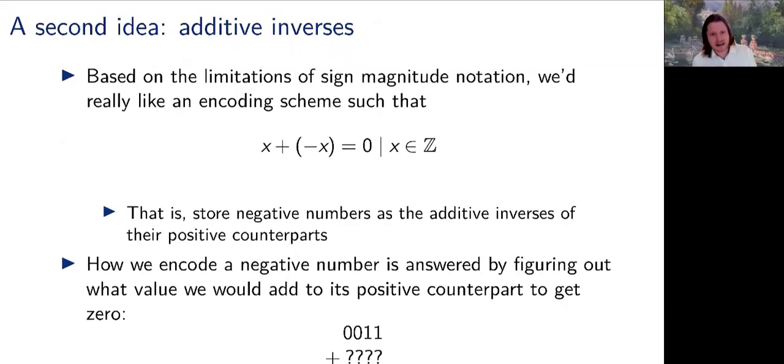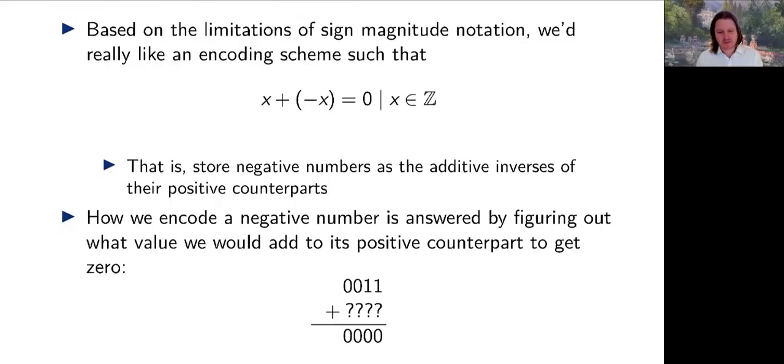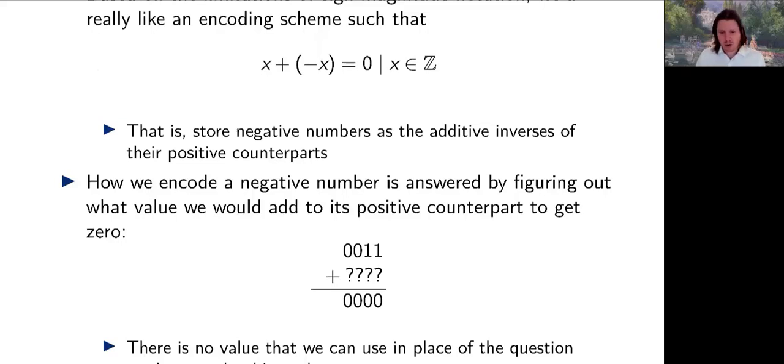So here's a second idea, and it goes off of this idea of additive inverse. Based on the limitations of sign magnitude notation, what I think we really would like to have for integral values is an encoding scheme such that for any x plus its negative counterpart, we want that to add to 0. That is, we would like to store negative numbers as the additive inverse of their positive counterparts. How we encode a negative number is answered by figuring out what value we would like to add to its positive counterpart to get 0. So with 3, what would we need to add to it to get to 0?